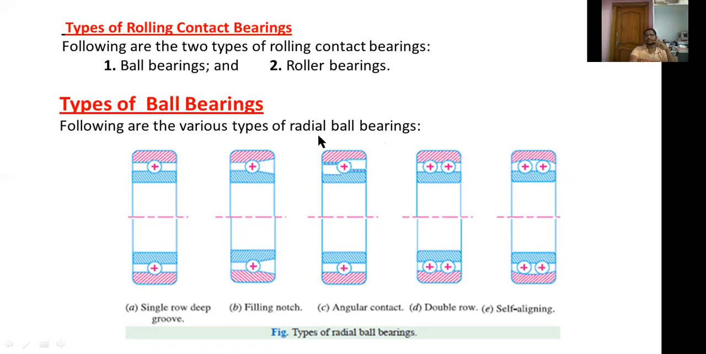These five types of ball bearings are used for carrying radial loads, and thrust ball bearings are used for carrying thrust loads.